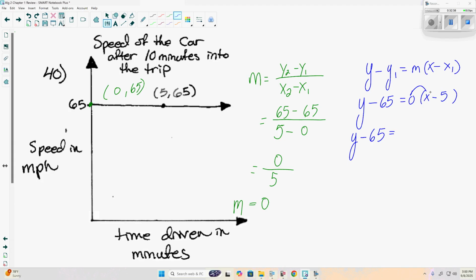On the right-hand side, 0 times x is 0, yes? 0 times negative 5. What happens to the entire right side of the equation? 0, yes? Still got to get y by itself, so we will add 65 to both sides, telling us y is equal to 65. Not going up, not going down, just a flat line. Questions on any part of this here?